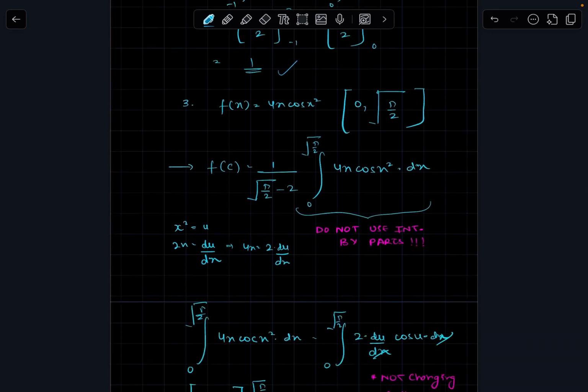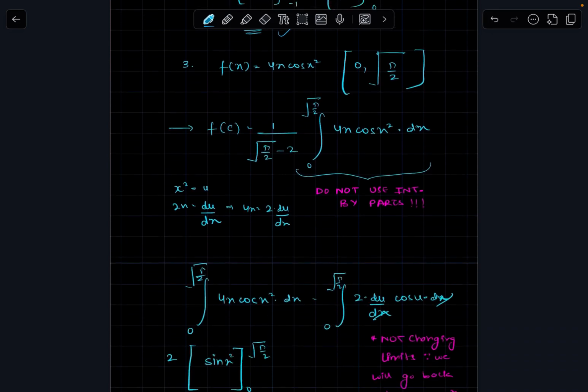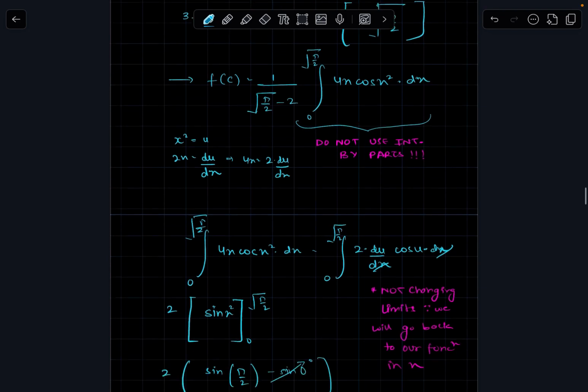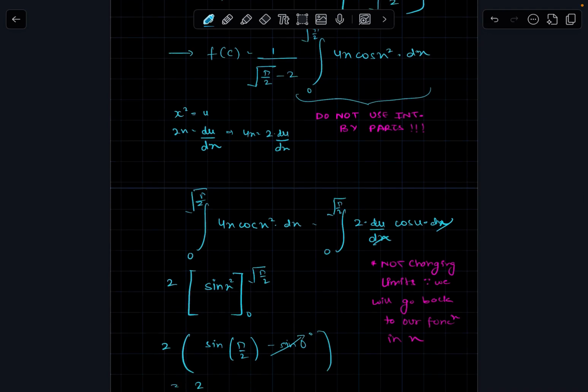Now for our third example, f of x is equal to 4x times cos x square. Here the square is on x and not on the cosine, and the limits for this are 0 to root pi by 2. Now, you might think you should integrate this by parts, but instead there's a smarter way to do this, and that's by chain rule. So x squared can be written as u, therefore 2x is du by dx, and we can write 4x as 2 times du by dx.